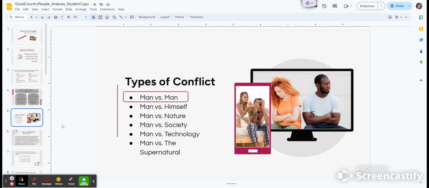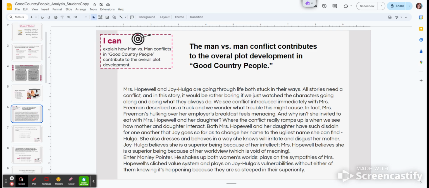All right, so the type of conflict we are looking at in this lesson is man versus man. And the first target I want to look at is I want you to be able to show that you can explain how this man versus man conflict in this short story contributes to its overall plot development. So Mrs. Hopewell and Joy Hogel are going through life. They're both stuck in their ways. They have these beliefs, what is almost like their creed that they live by.